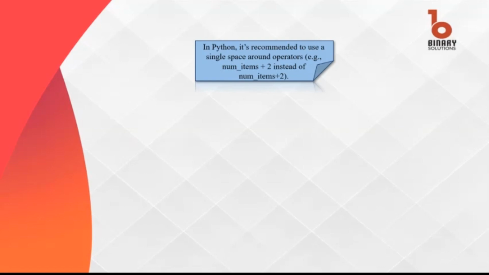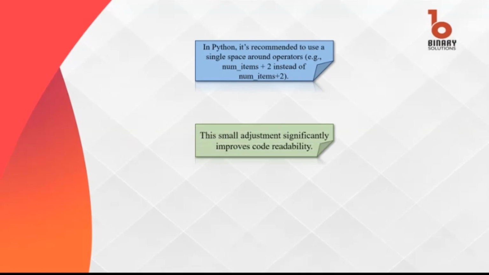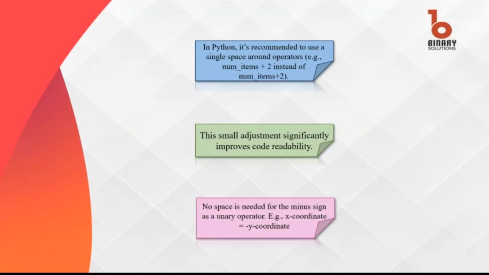Now that we've mastered arithmetic expressions, let's discuss a key aspect of writing clean code: spacing around operators. A good practice in Python is to include a single space around operators. For instance, use num items + 2 instead of num items+2. This small adjustment greatly improves code readability. However, an exception exists for the minus sign used as a unary operator, as in x coordinate equals negative y coordinate, where no space is needed to indicate a negative value.